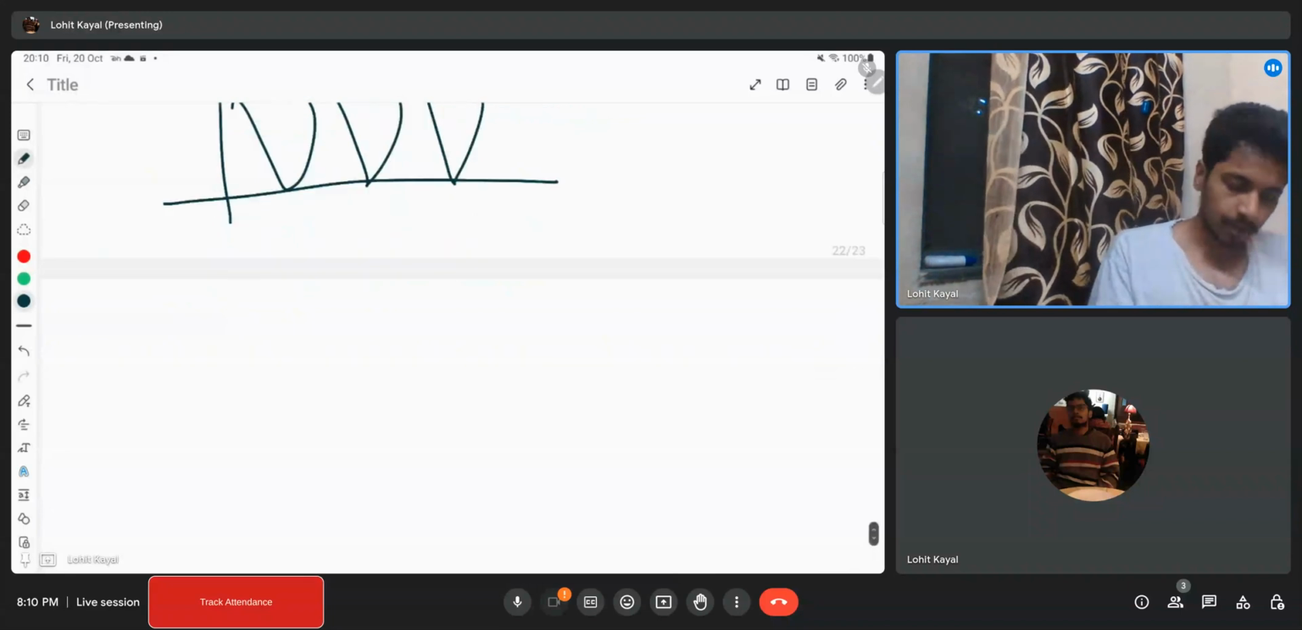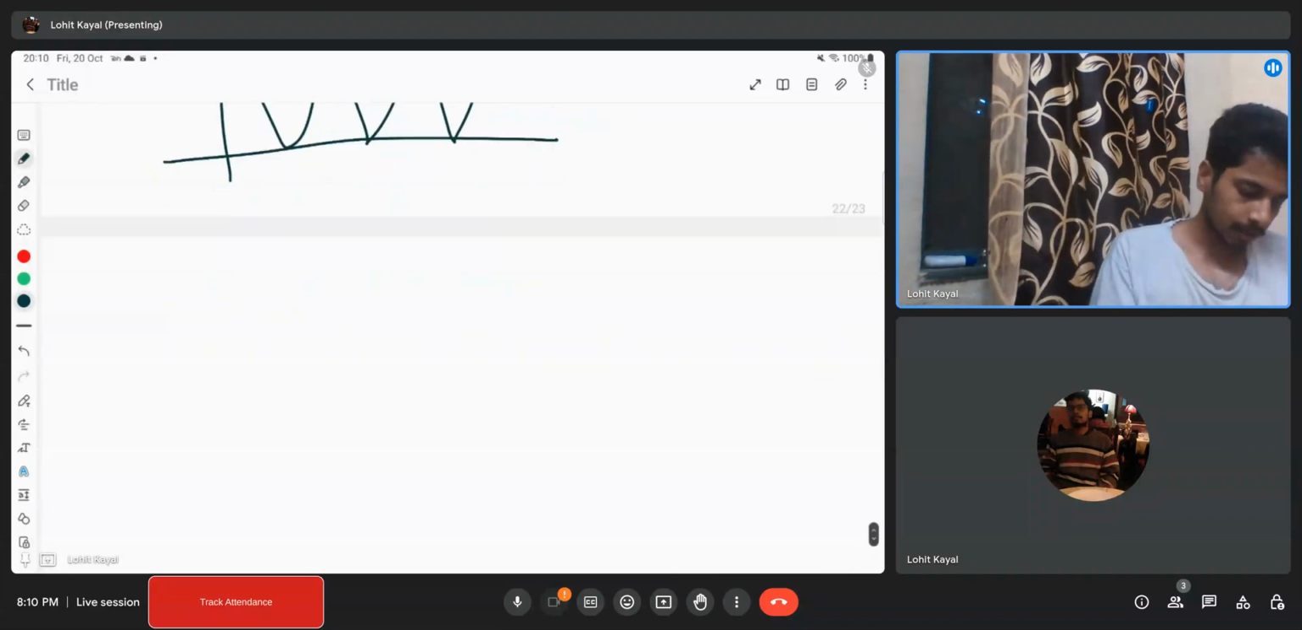Now there is one thing that I haven't discussed, but it is discussed in the class. That is the Kelvin-Helmholtz instability.